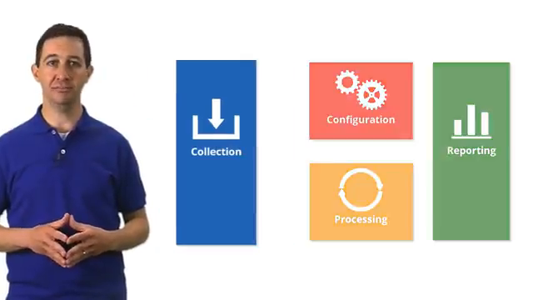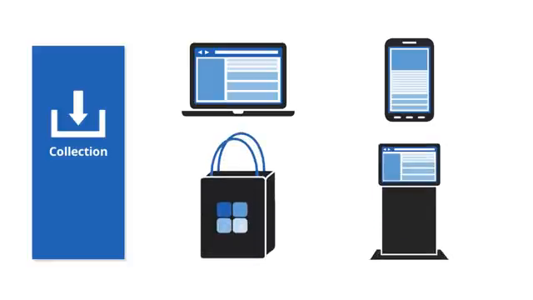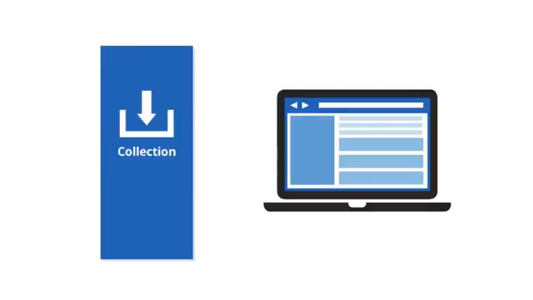Let's start with collection. You can use Google Analytics to collect user interaction data from websites, mobile applications, and really any digitally connected environment that you want to track, like a kiosk or a point-of-sale system. We'll focus on the basics of website tracking first. To track a website, Google Analytics uses a small piece of JavaScript code to collect information. You must place this piece of code on every page of the website.